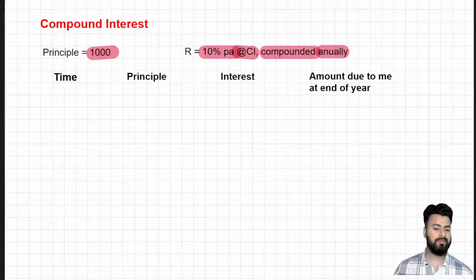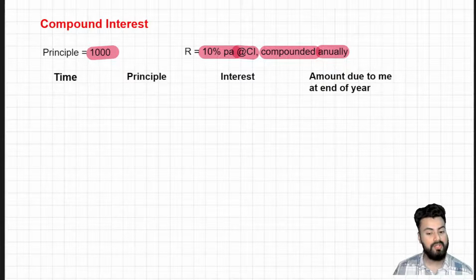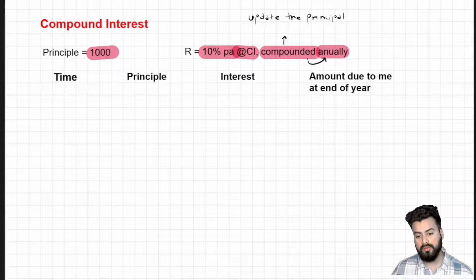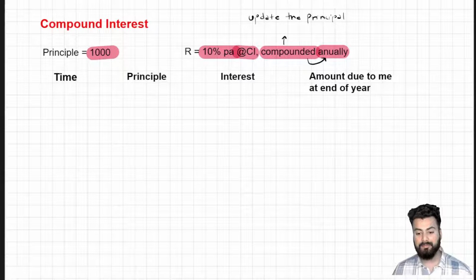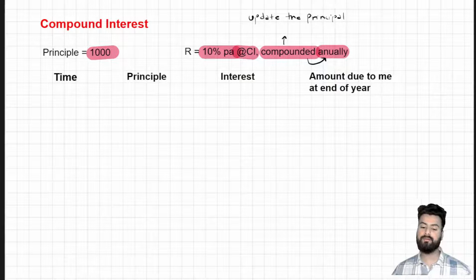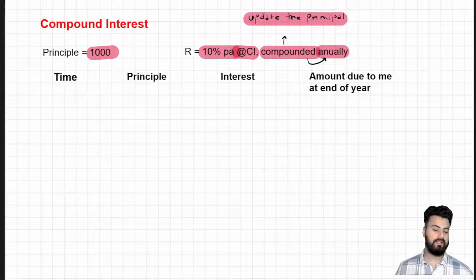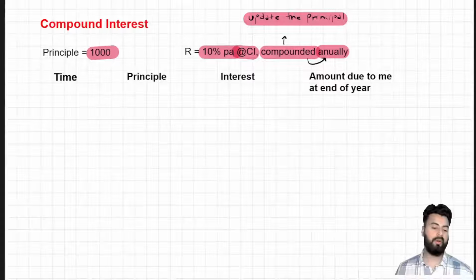What does compounded mean? This term compounded is something which changes the whole calculation of compound interest. So compounded simply means update the principal. And when I read the two words together, compounded annually, it means update the principal annually, which means at the end of the year. And this is very crucial when it comes to the calculation of compound interest. So for the same number of years, for 3 years, let's see the calculation of compound interest.